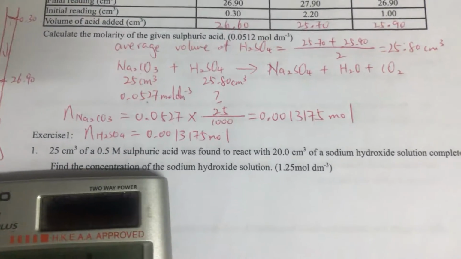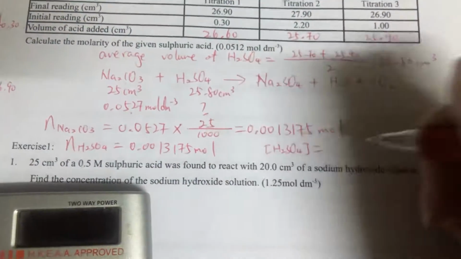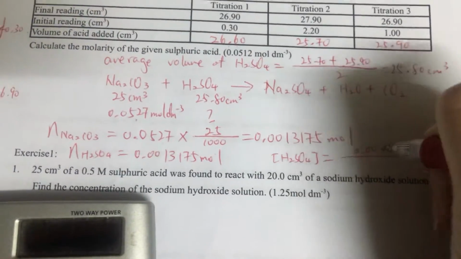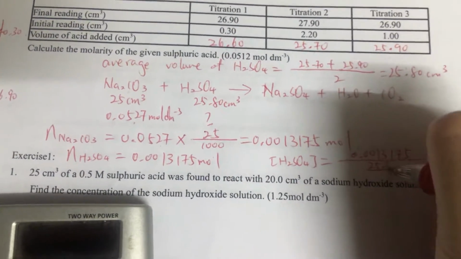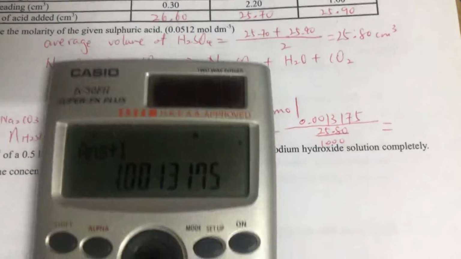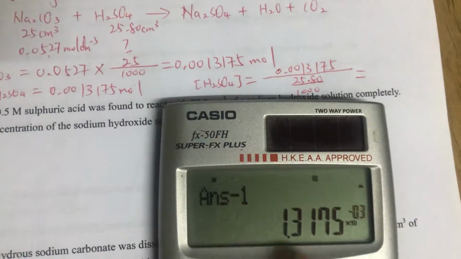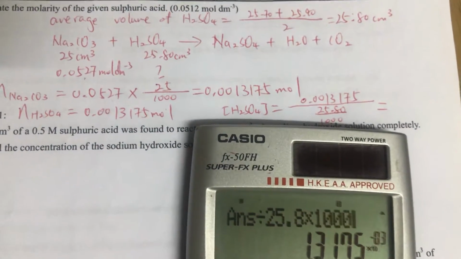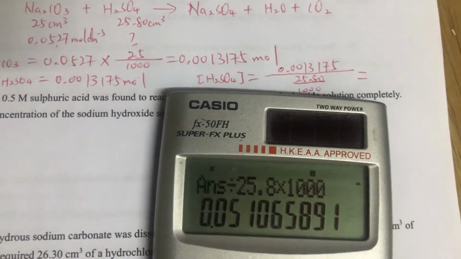And lastly, we need to calculate the molarity of sulfuric acid. Molarity equals number of mole divided by volume. So number of mole is 0.001317, and now volume is 25.8 divided by 1000. So the answer is 0.001317 divided by 25.8 over 1000. So the answer is 0.0511.